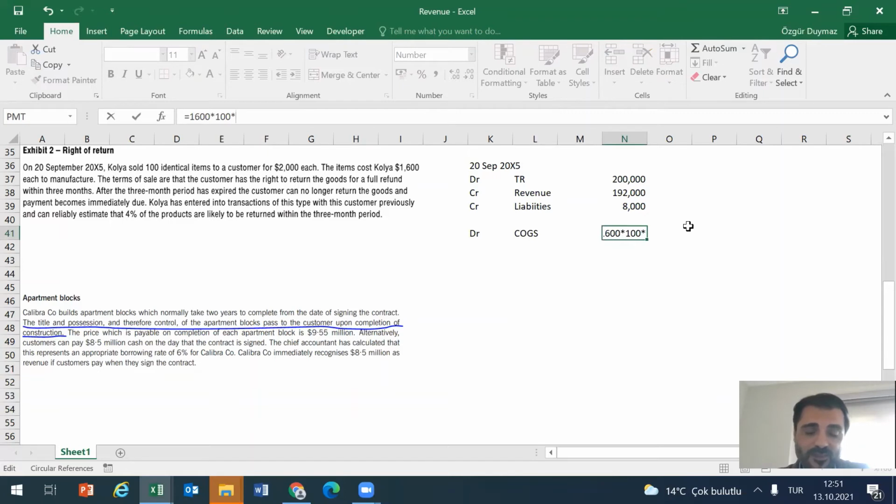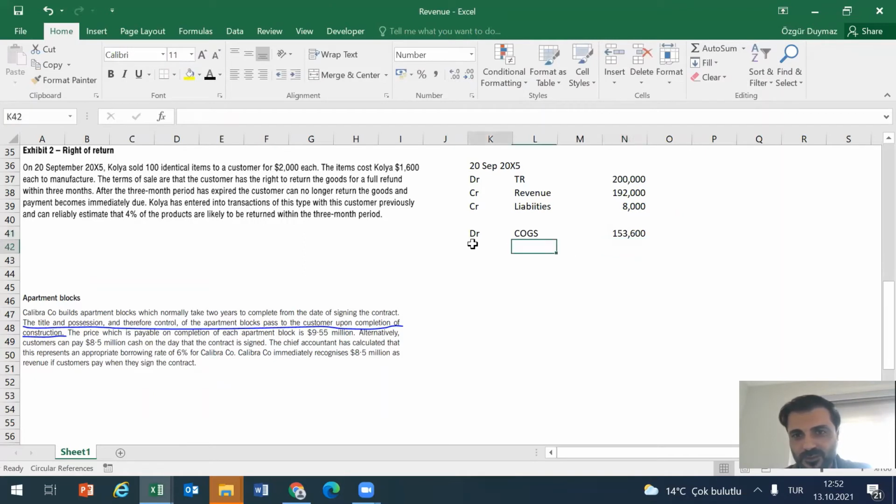Again, the same as revenue, we need to calculate 96% of the total cost. And what about the remaining portion? The manufacturing cost is a right of return. We need to treat it as an asset and credit, of course, inventory.